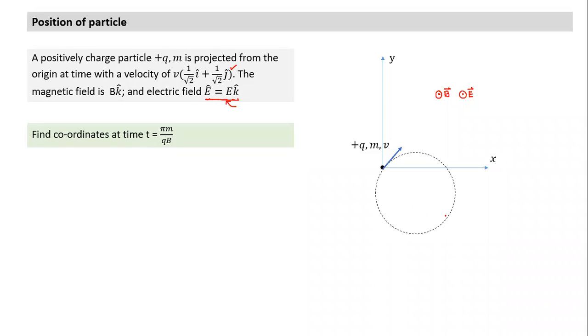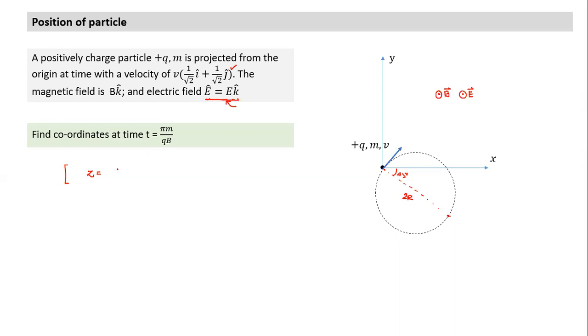XY coordinate will remain the same. XY coordinate will not change. As we have seen earlier, at t by 2 it will be the diametrically opposite point. So this distance is 2r, and this angle is 45 degrees. We know the XY coordinate will remain the same. The question is, what will the Z coordinate be at this time?